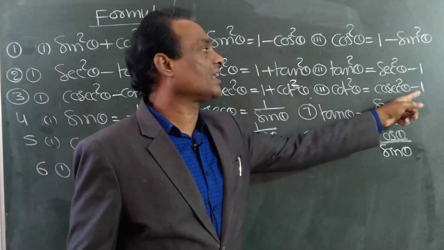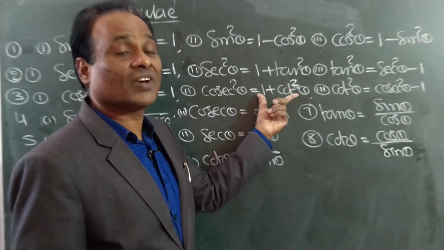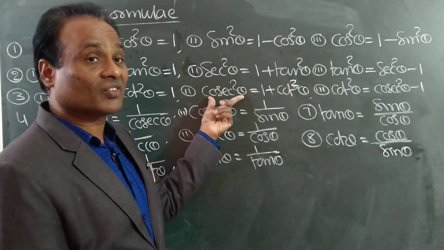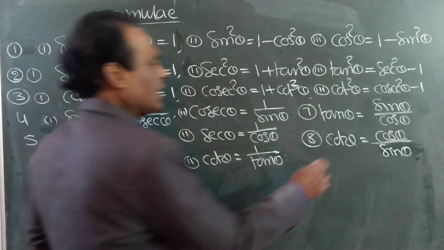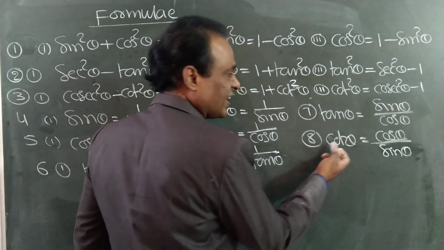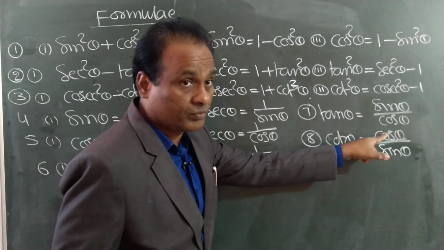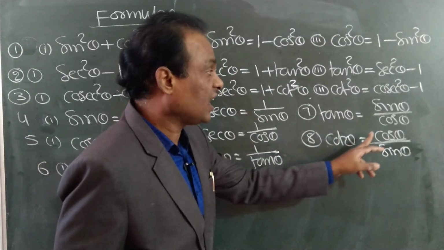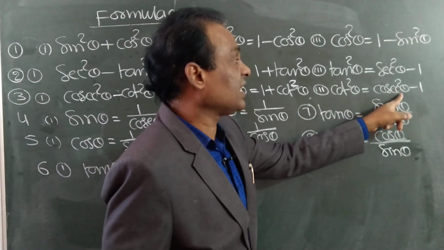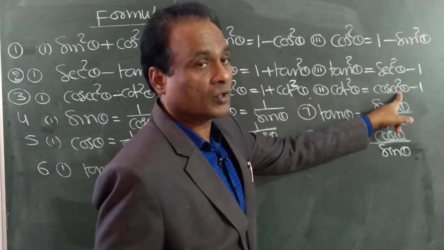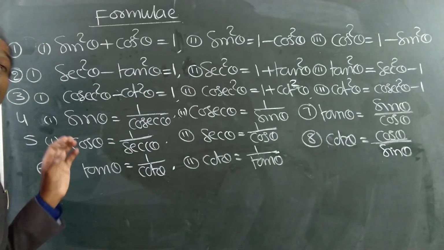Suppose cosecant square minus 1 is there, in place of it we have to write cot square. Suppose 1 plus cot square is there, in place of it we can write cosecant square. I thought you should know all the formulas. Students, you practice these formulas. Be careful with cos and cot. If it is not visible, I will write big. This is cot, this is cos. Don't confuse. Cot, C-O-T. Cos, C-O-S. Cosecant, C-O-S-E-C. Write very neatly and practice it.